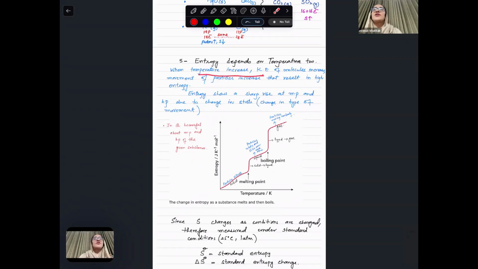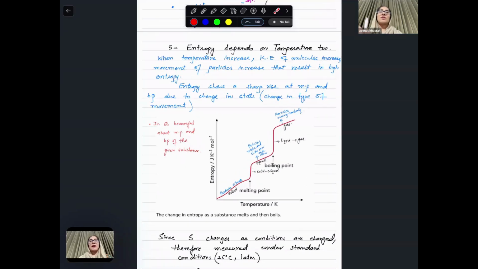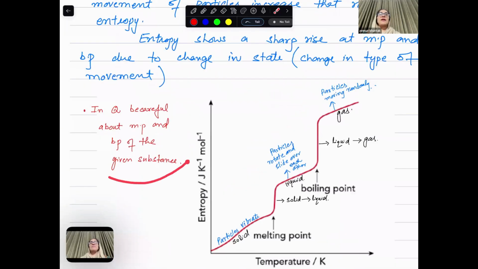When the temperature increases, the kinetic energy of the particles increases. The movement of the particles is also more, so the disorder will be more. Right? Entropy shows a sharp rise at melting and boiling point. Why? Because at melting and at boiling, there is a change in the physical state. Look, in a question, be careful about melting and boiling point.